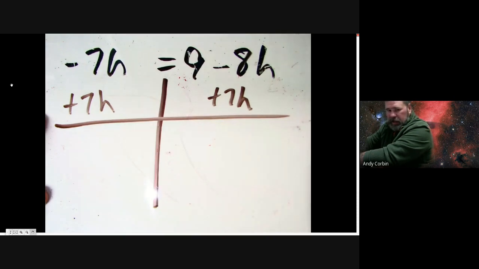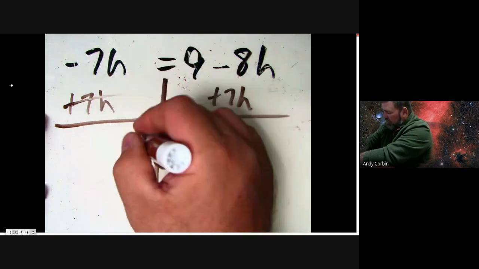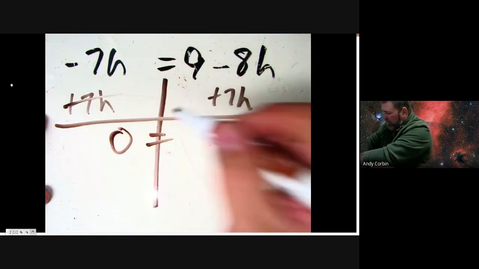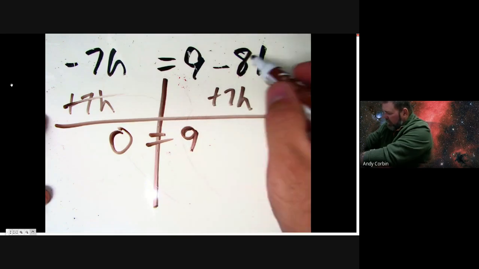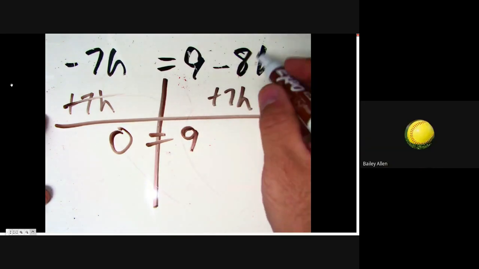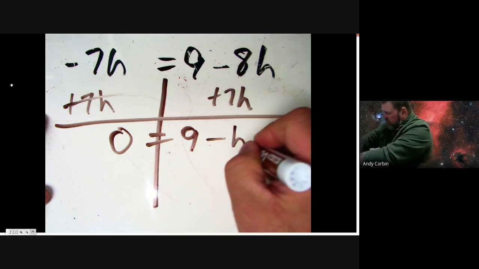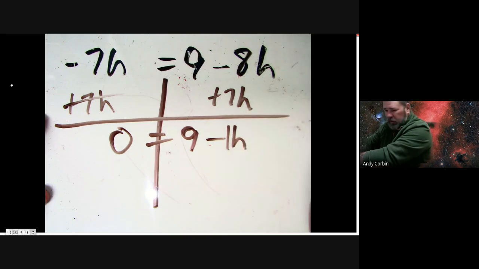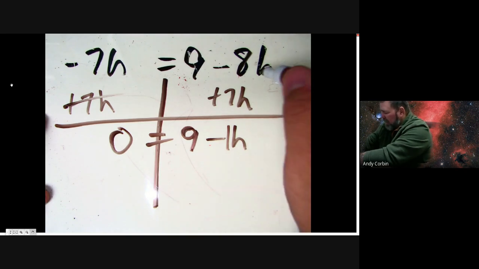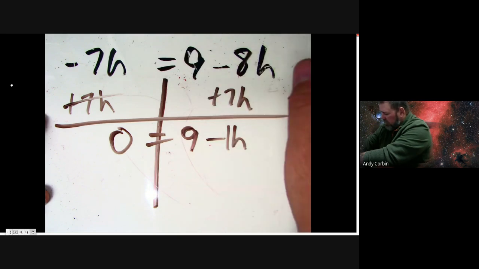Draw my line. These cancel. And so I bring down a 0. And again, don't be thinking that's bad. That's good. Bring down the 9. And then -8 plus 7. Signs are different, so I subtract, keep the sign of the larger. So that leaves me with -1H. And you can put a 1 in there if you'd like. Now, if you would have added 8H to both sides, you would have come up with a positive. But this works just as good.